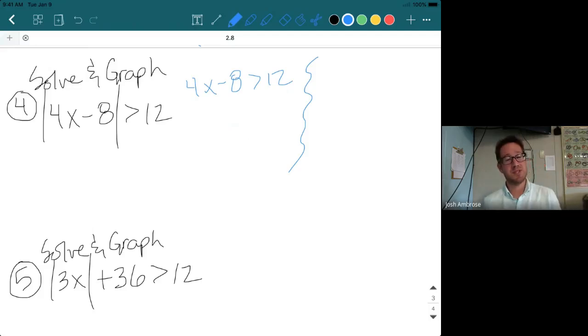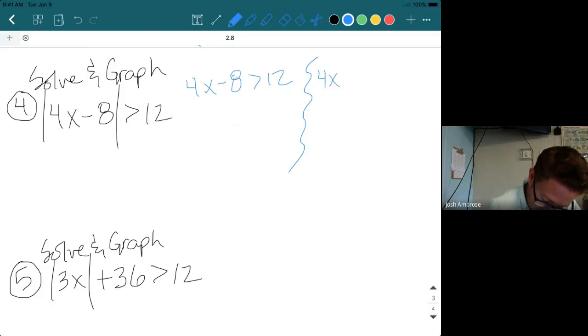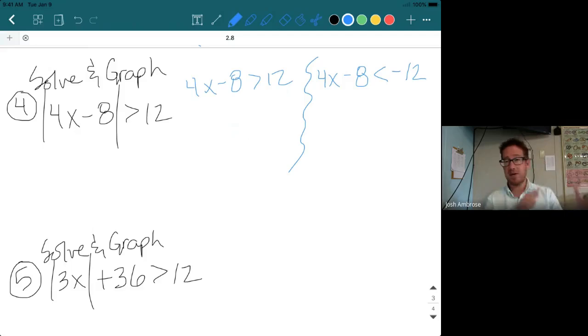Now, there's one extra step when there's an absolute value and an inequality. So the 4x minus 8 doesn't change. You'll notice that stays consistent. That's the same. But here's the extra second step. You have to flip the inequality, and you have to still change and do the opposite of whatever that original value was. It originally was a positive 12. Now I have to make it a negative 12.